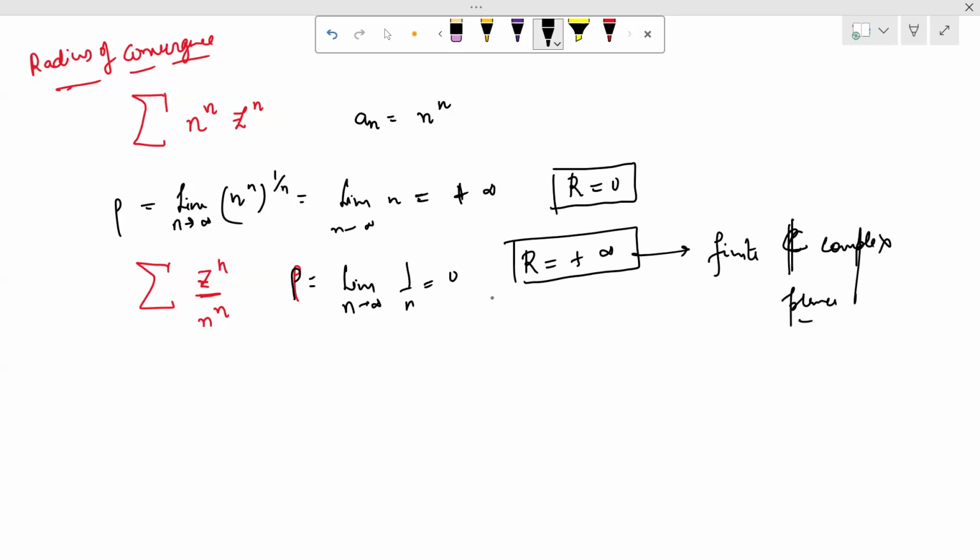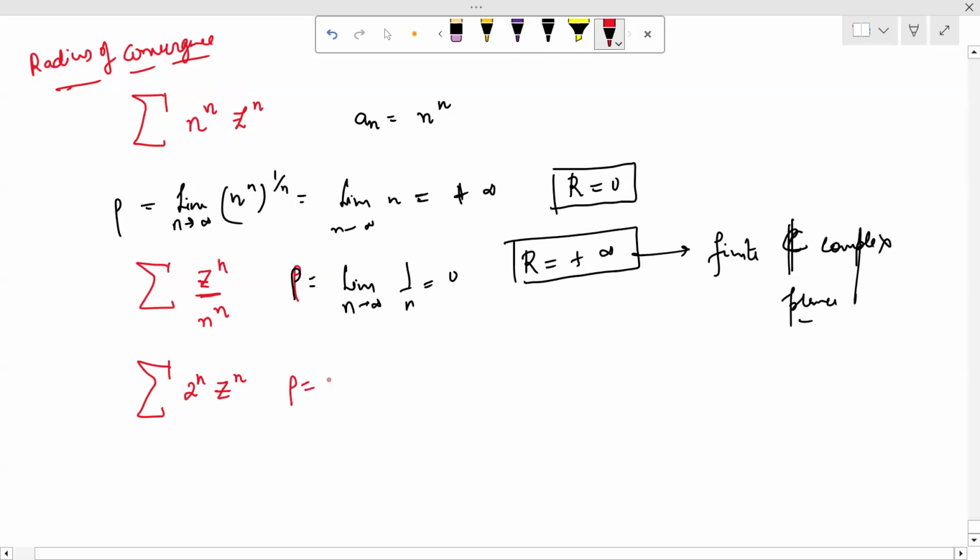So this is convergent everywhere on the complex plane. What about this series then? Summation 2 raised to power n, z raised to power n. What about this series? Clearly, again, you can know that the radius of convergence would be equal to what? Rho would be equal to simply 2. So the radius would be equal to 1 upon 2.